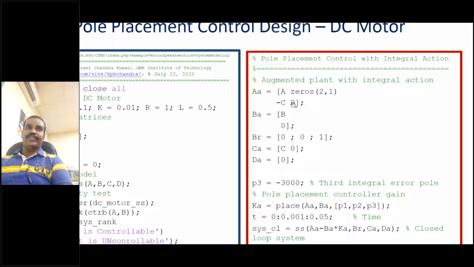You are considering the vector of zeros and minus C. And BA is B, 0, and BR is 0, 0 and 1. CA is C, 0, and DA equals 0. If you go back to the slides we discussed, this will be the same thing. And there will be a third state as well. The third pole, minus 3000, we are placing for the third integral state. So these are three poles.